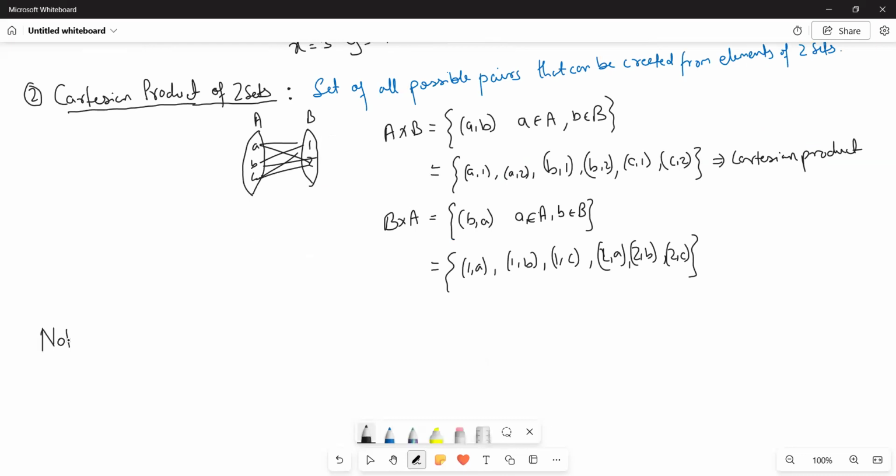Now, a few points to note about the Cartesian product. First, much like how the pairing works, A cross B is not the same as B cross A, because the entities present in the sets are different, as the ordered pairs are different.